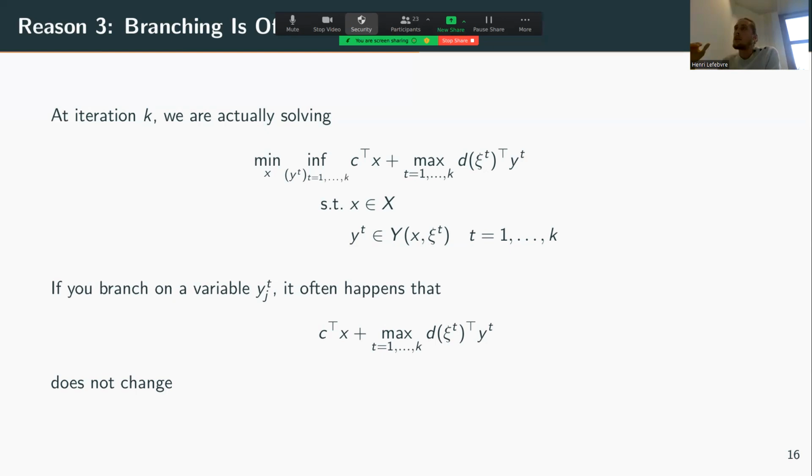the objective value will not change. So this means that when you are branching, if you're branching on the wrong decision, this won't have any effect on the lower bound that you're trying to improve. And this is why Gurobi or any solver actually takes a lot of time to solve the problem.